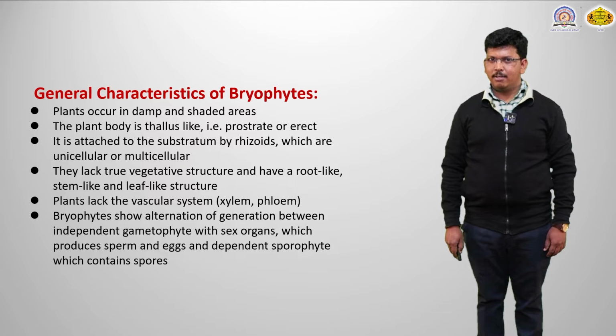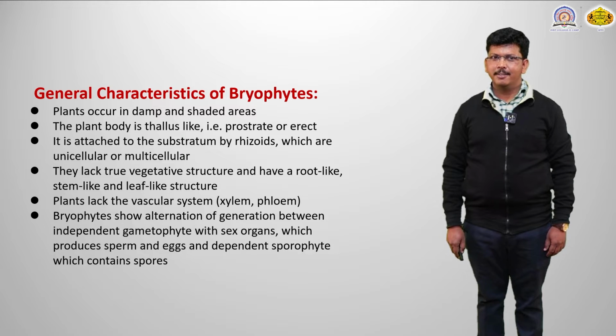Now we start the general characteristics of the Bryophyta. Point by point we will discuss them. The first characteristic is that the plants occur in damp and shady places. The habitat is nothing but where the plant grows. These plants grow in damp or shady places. Damp means an area with water content or moisture, and shady places means they require less sunlight. This is one of the key characteristics of the habitat of the Bryophyta members.